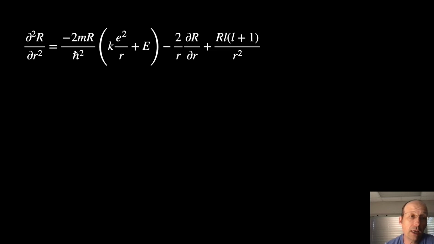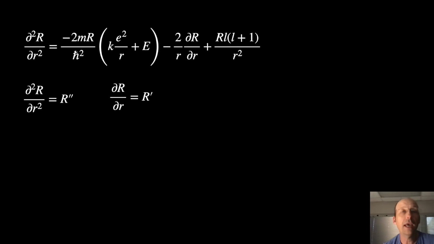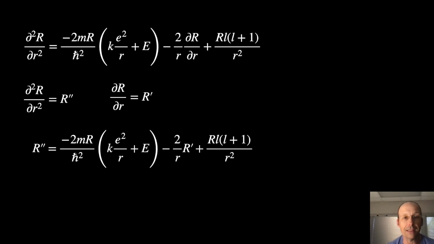Okay, so here is that same equation. And to make it look a little bit simpler, I'm going to call the second partial of r with respect to r double prime, and the partial of r with respect to r prime, just so we can write it a little bit nicer, and it looks like this. Okay, so it's the same equation. I just have r double prime, r prime.